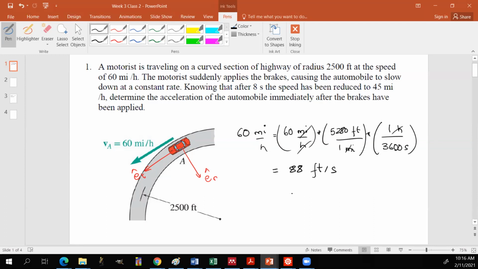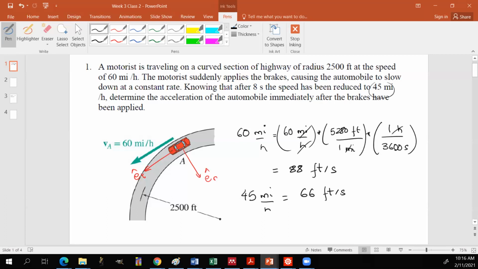Could you guys check that for me real quick? 60 times 5280 divided by 3,600. It is 88. All right, thank you. And then similarly, you have this other speed of 45, so let's convert that. 45 miles per hour is equal to, how much does that come out to be? 66, thank you.